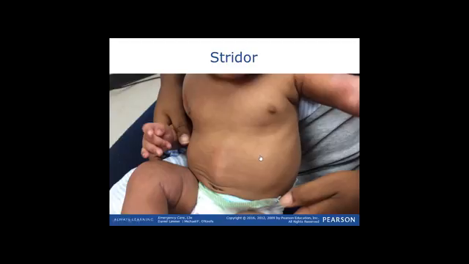As an EMT, the downfall is he's conscious, therefore you're not going to put in the OPA. I highly doubt you can convince this kid to put an NPA in. So put him in a position that allows him to breathe, and you transport him to the hospital as quick as you can get him. Okay? But you got to pick up on those red flags, those intercostal muscle contractions right here. Okay?